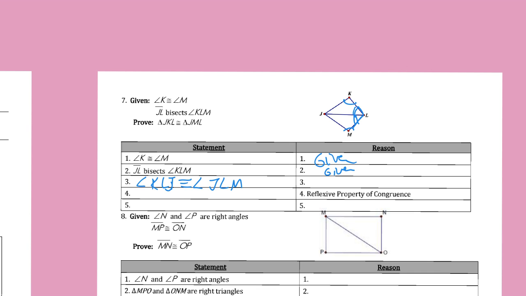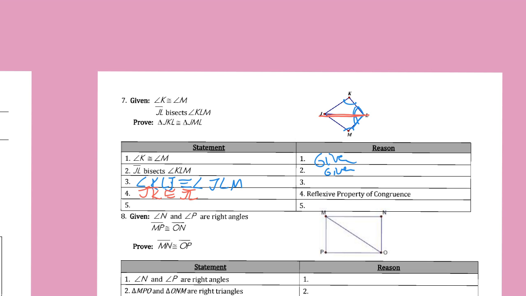Now we've got two angles that match within the two triangles. We're trying to prove that these two triangles match each other, that they're congruent. We're out of givens. So what else can we see from the diagram? Well, we see this right here. Segment JL is congruent to JL. Why? Because of the reflexive property.